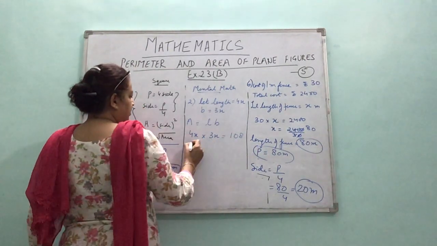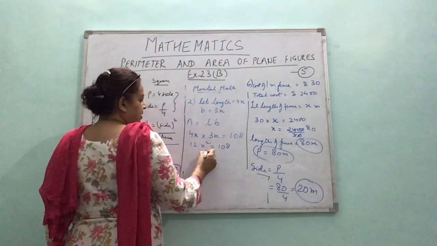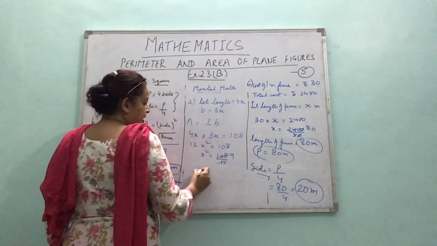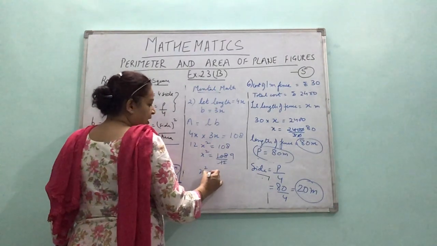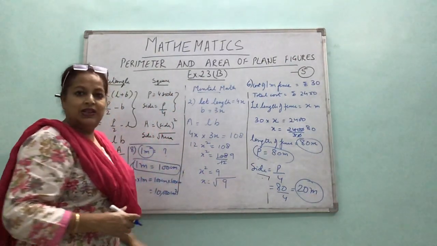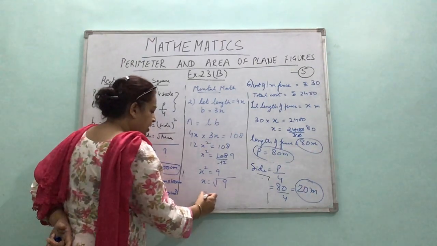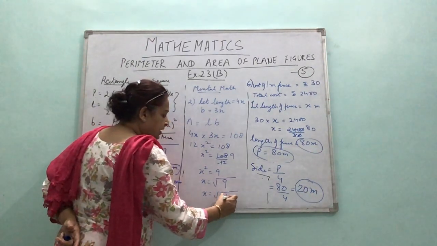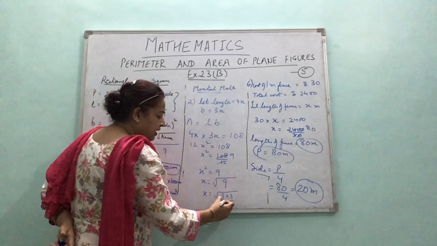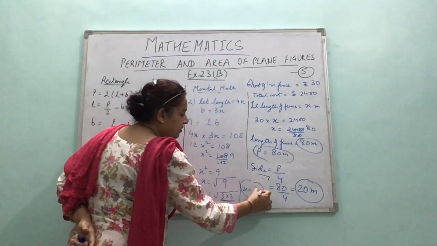4 into 3, 12x square is equal to 108. x square is equal to 108 by 12, which goes 9 times. Now x square is 9. So the value of x is under root of 9. So x would be equal to, we break it up into factors, 3 into 3. When we take square root, one of the factors is taken out. So the value of x is 3 centimeter.